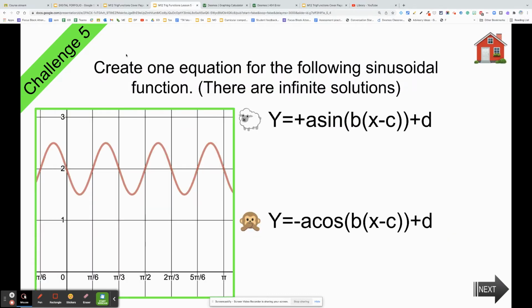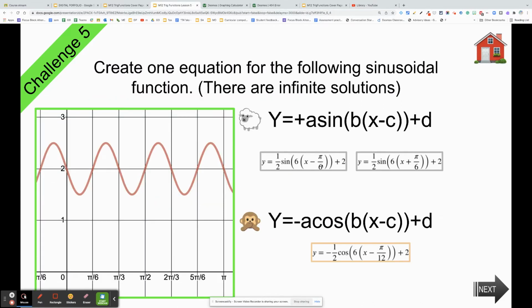Alrighty, so now what we're going to do is create an equation of the following sinusoidal functions, and this could represent a sine or a cosine wave. We're going to take a look at this graph right here and write a sine wave for it. The first thing we want to do is take a look at the vertical displacement. In my mind, the vertical displacement is 2. It's the average. So there's going to be a +2 here, and the amplitude looks like a half. So we're going to have a half sine. Okay, this is a sine wave.